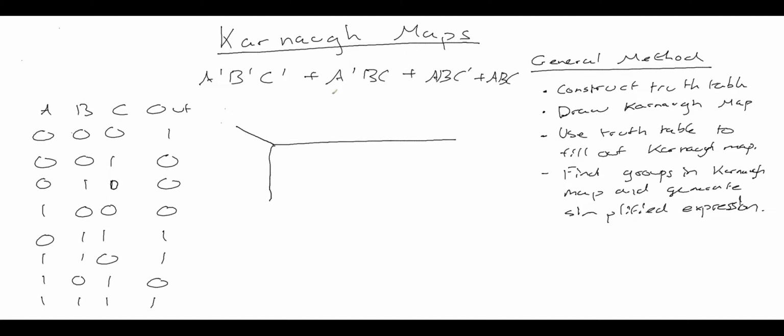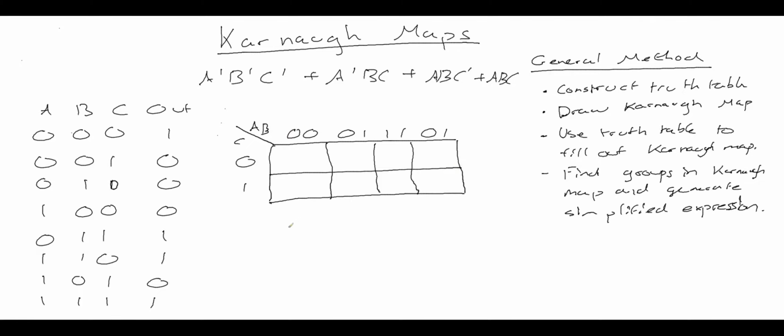So when we've got more than 2 inputs, what we can do with our Karnaugh map is put 2 inputs on one axis. So in this example I'm going to put A and B on this axis and C on this axis. And because on this axis I've got 1 input, I just need a 1-bit grey code. But on this axis I've got 2 inputs, so I'm going to need to write down a 2-bit grey code. So I've got my Karnaugh map there.